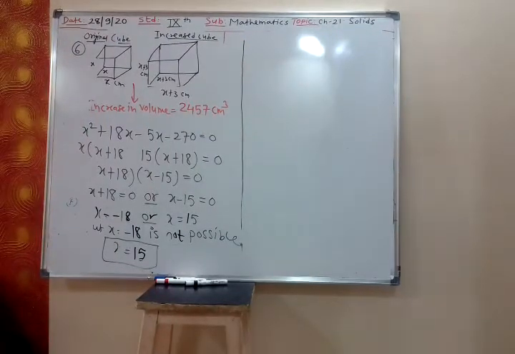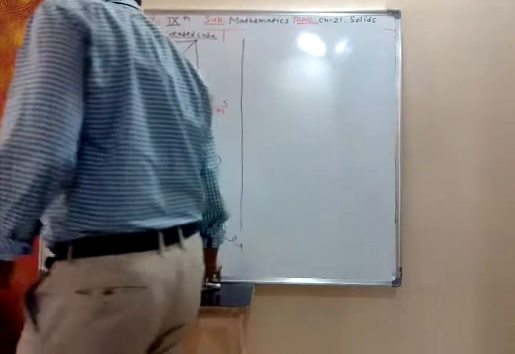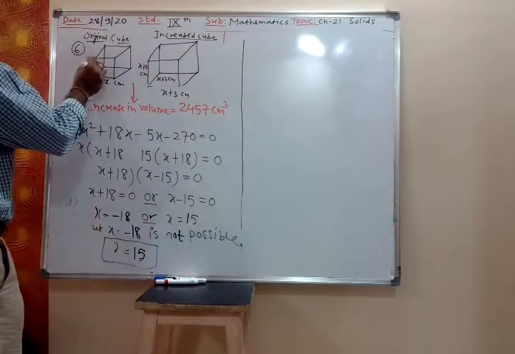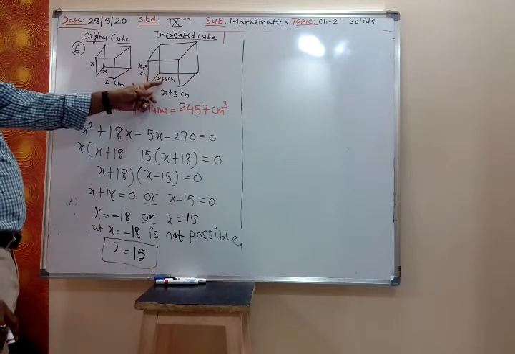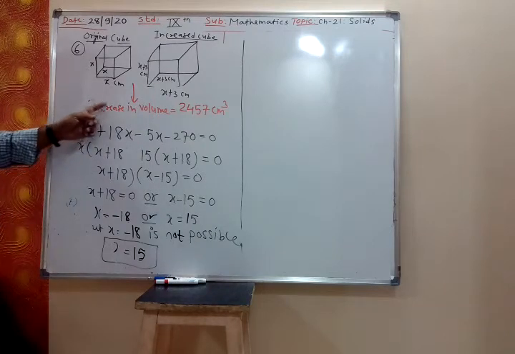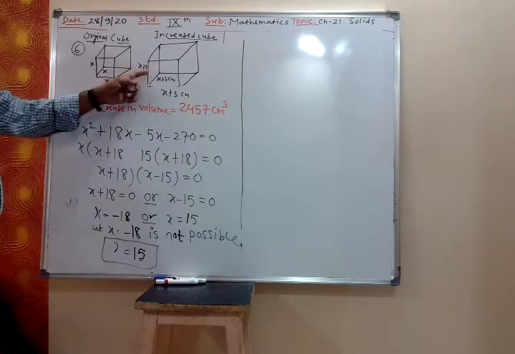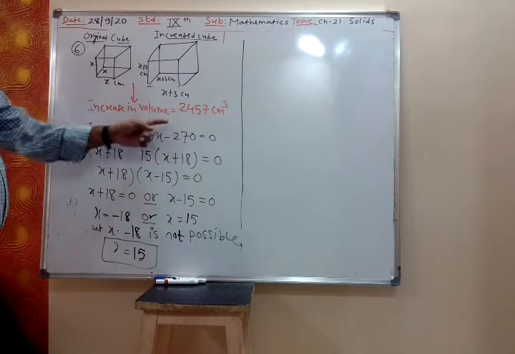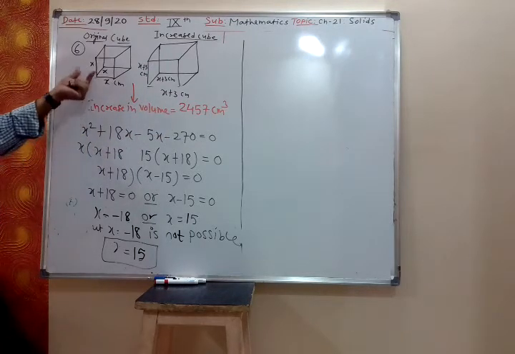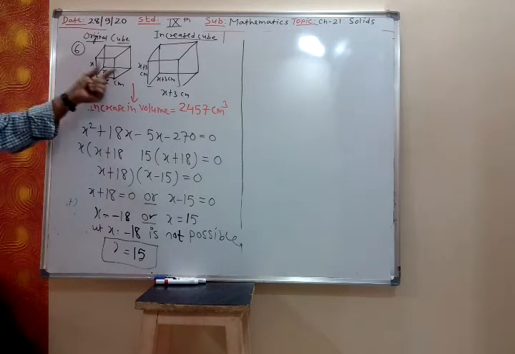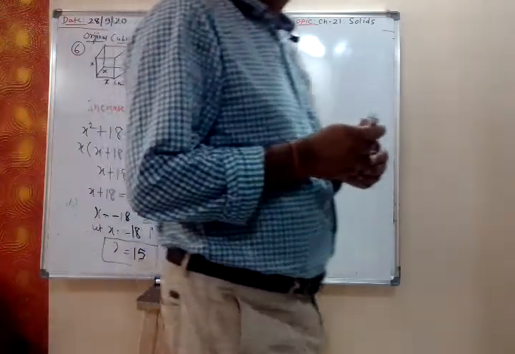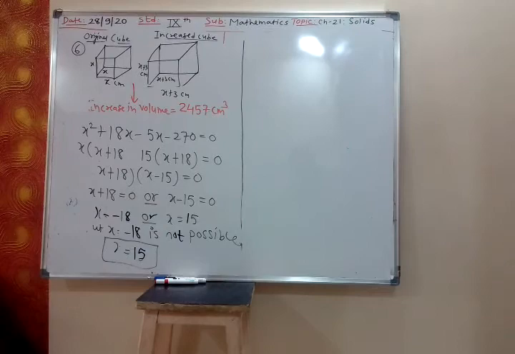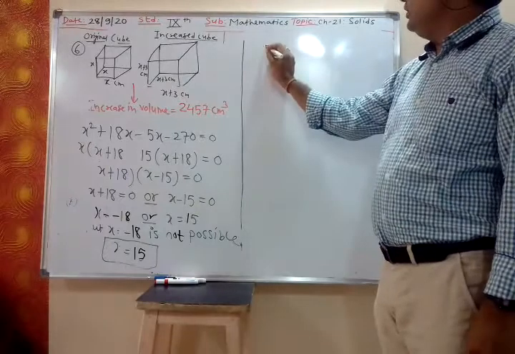Sixth is going on. So we are having the cube. Original cube is having side x. Then increased cube is having side x plus 3. When we increase the side by 3 centimeter, the volume is increased by 2457. So volume of original cube plus this volume is volume of x plus 3 cube. That way we have found x as 15. So my original cube x is 15.